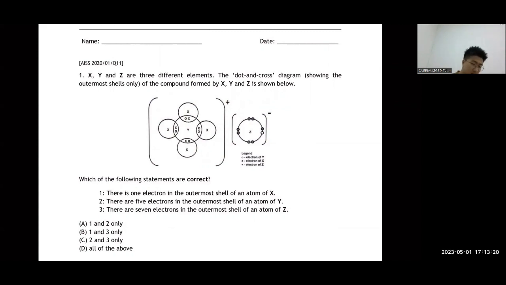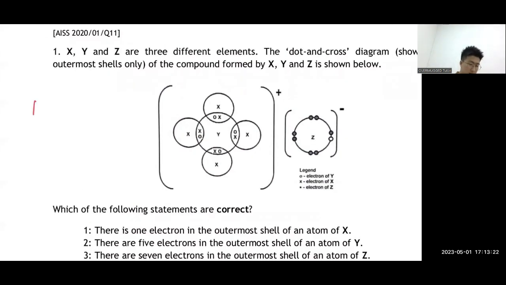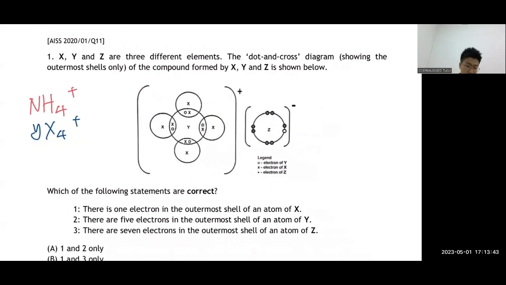Okay, right. So just tell yourself, this is it. What we're looking at over here is YX4 plus. In your syllabus, it's very likely that this is going to be ammonium already. I'm telling you that it's likely only. So this helps you to jump through some steps a little bit better. But of course, we check first.